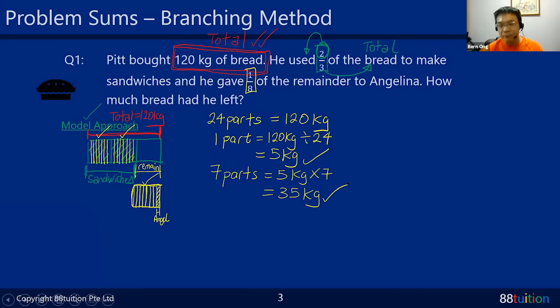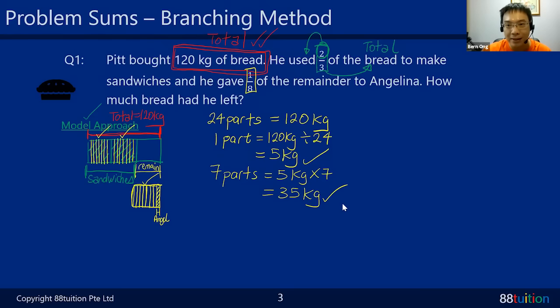Can you see that? All right. Thank you, Jerry. Thank you, Raka. Many of you are giving me the correct answer. Beautiful. This is very, very simple, right? So this is called a model approach whereby you're supposed to cut the units into different parts. And the different parts must be of the same size so that you can compare with the total.